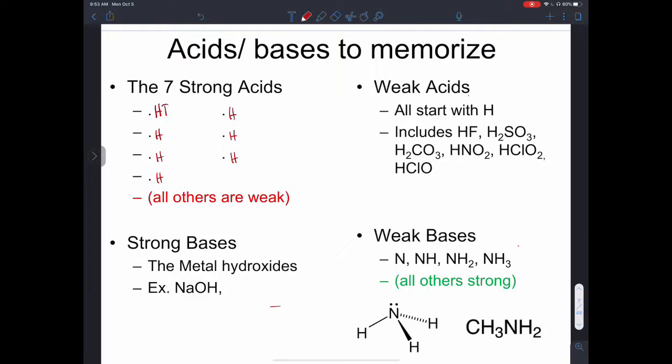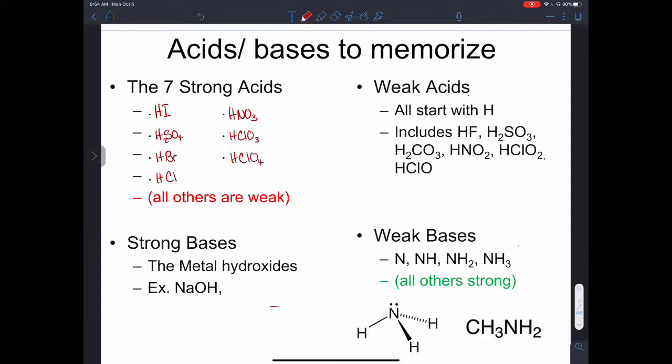So the first one is hydroiodic acid, sulfuric acid, hydrobromic, hydrochloric, nitric, chloric, perchloric.